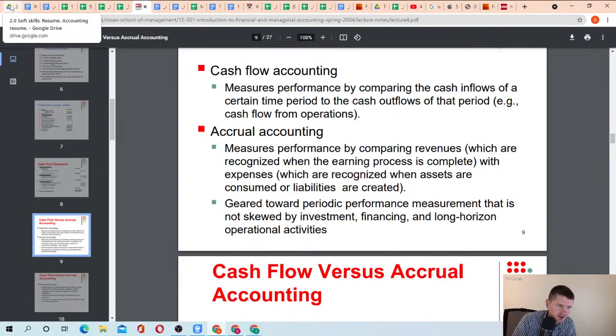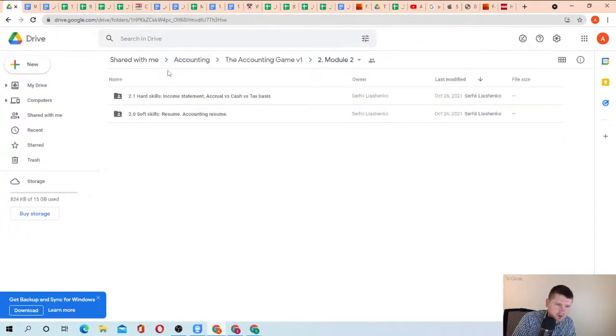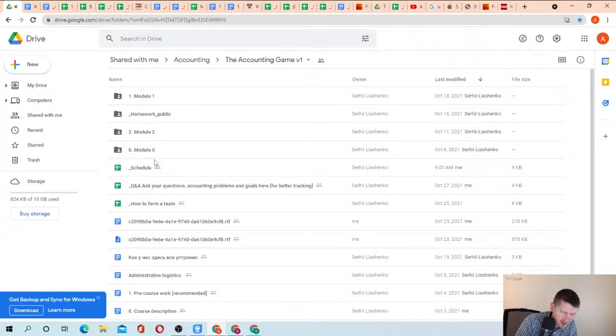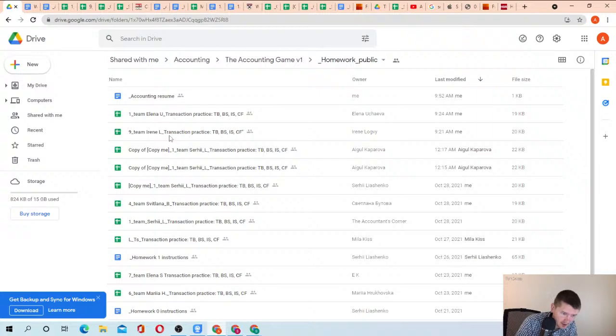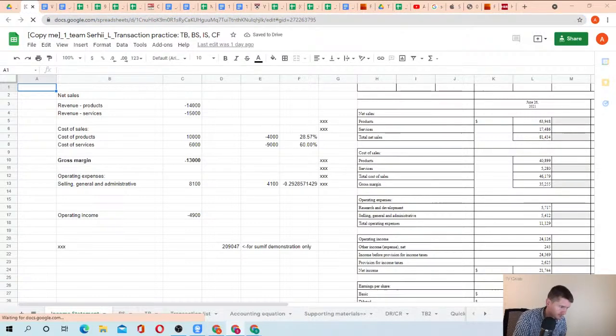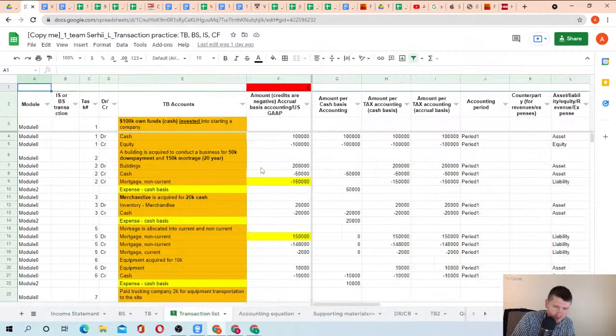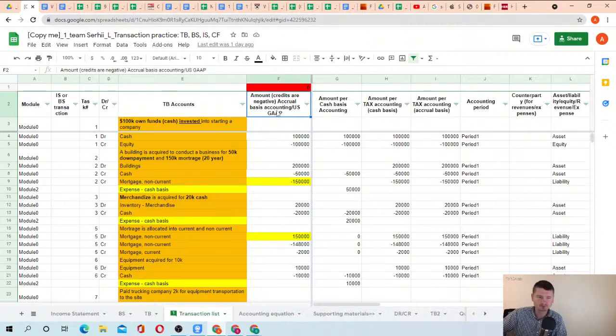So now let's take a break from MAT for a bit, and let's go to homework, to my file in the homework. Let's see. Homework public, copy me. Here it is. And let's go to transaction tab. I updated that file a bit compared to the previous periods. Sorry, give me a second.